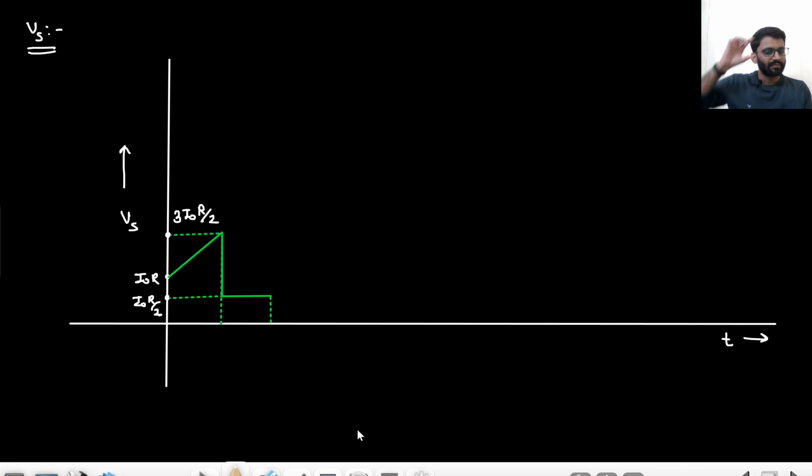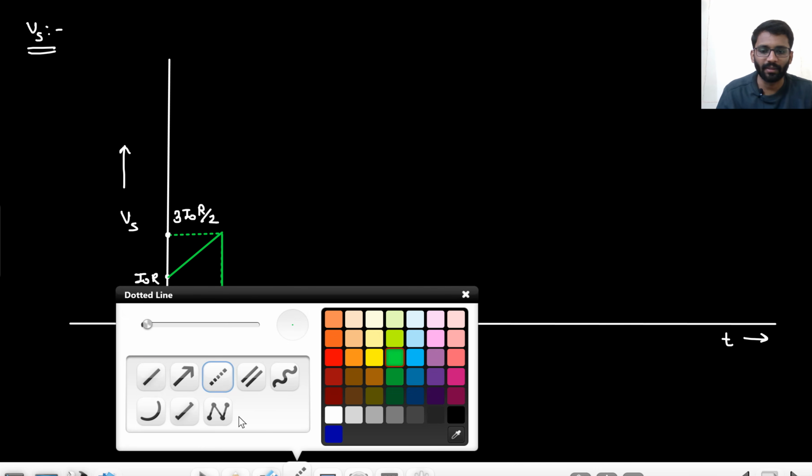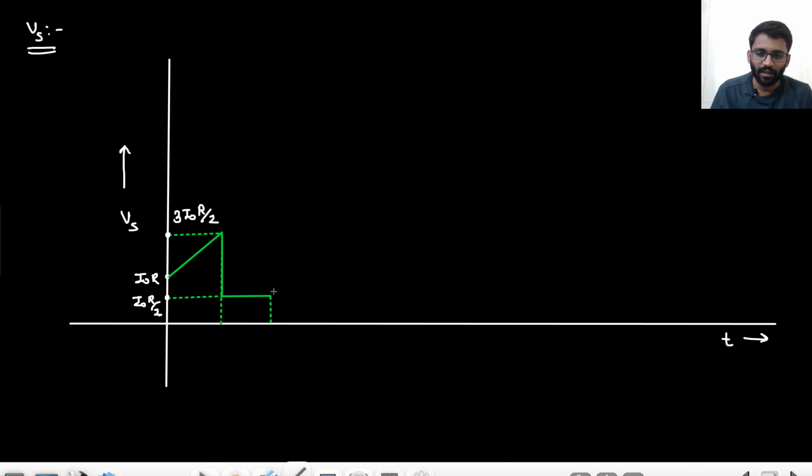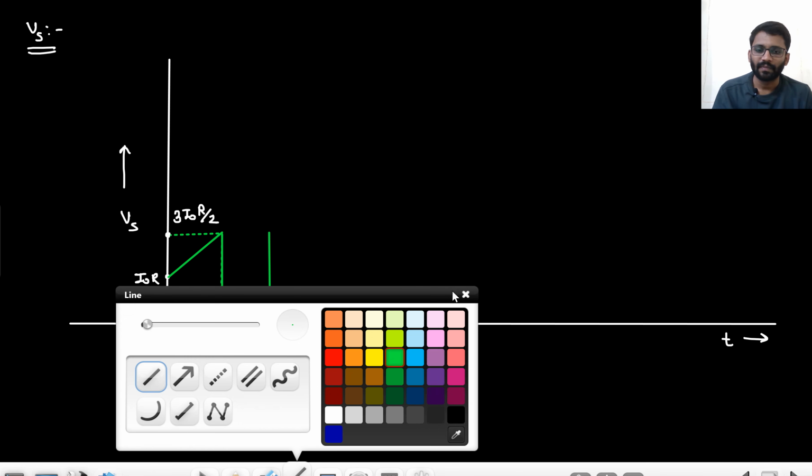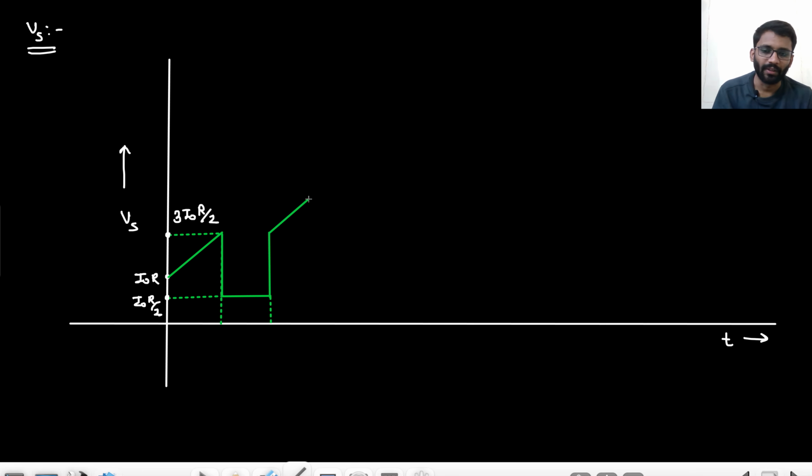Now what will happen? Again, the capacitor is having I naught R by 2 voltage, and the resistance is having I naught R voltage when input is there. So I naught R plus I naught R by 2. That means it will start from 3 I naught R by 2, and the capacitor will develop more I naught R by 2 voltage. So the waveform will go something like this.